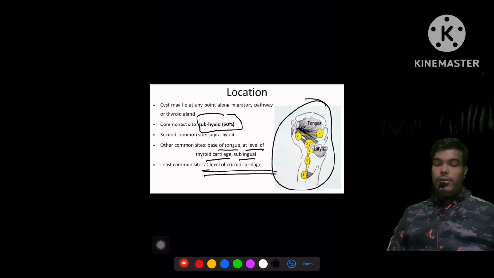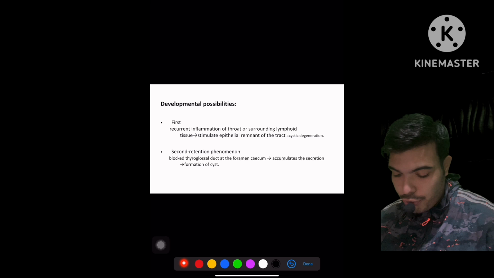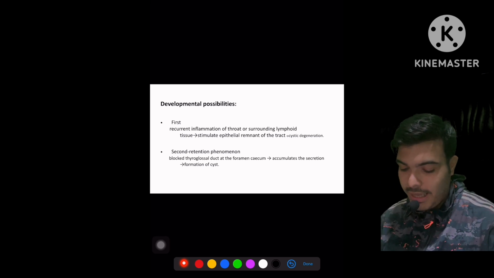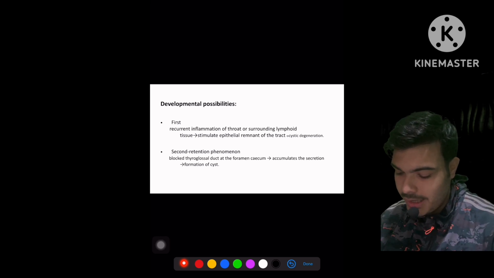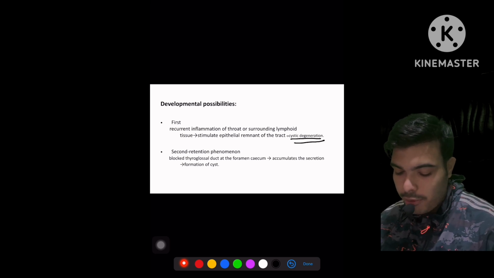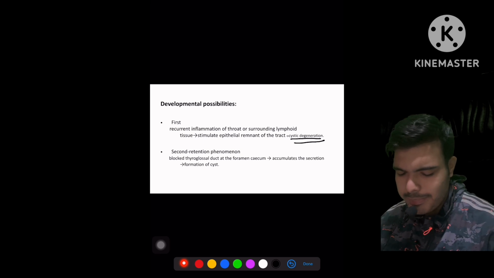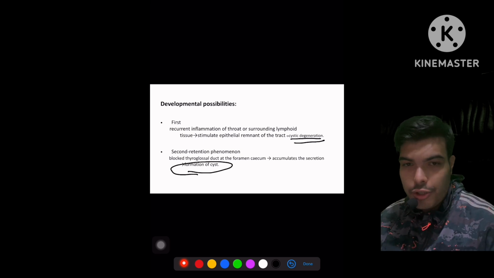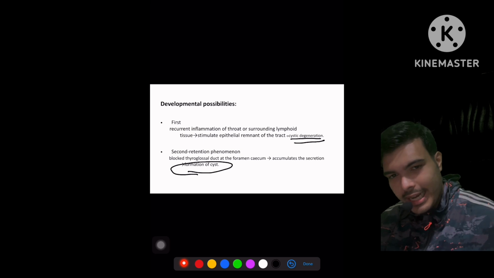First, recurrent inflammation of the throat or surrounding lymphoid tissues stimulates the epithelial remnant of the tract, which will undergo cystic degeneration. Second, there is a retention phenomenon: a blocked thyroglossal duct at the foramen cecum accumulates secretion, forming a cyst. I already told you this one. So we will continue in the next slide, next session.